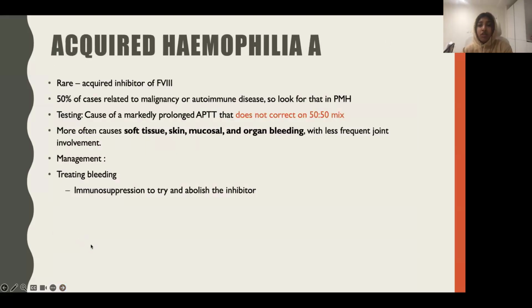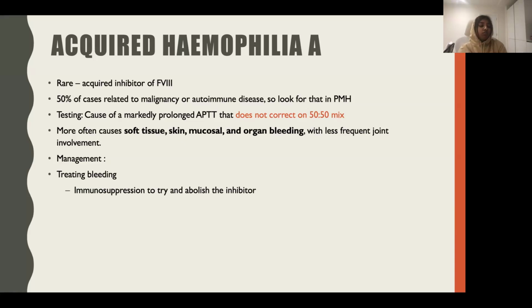There's an acquired form, this is very niche. I doubt they'll ask you this, but there is an acquired hemophilia A, which is rare, and that's when you have an acquired inhibitor of factor 8. So instead of being deficient in factor 8, i.e. your body's not making enough factor 8, you have something that's there that's inhibiting your factor 8. Hence why it does not correct on 50-50 mix. I hope that makes sense. So again, the APTT will be prolonged, but the 50-50 mix will not correct because you've got that inhibitor there.